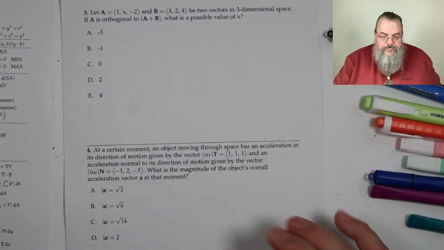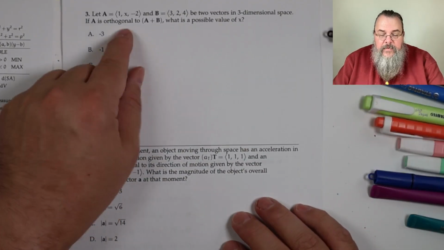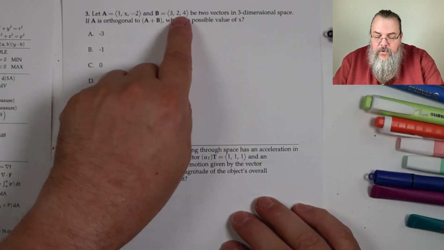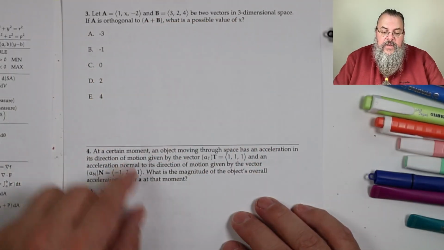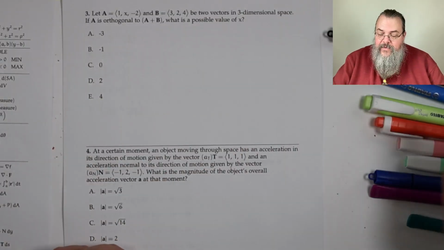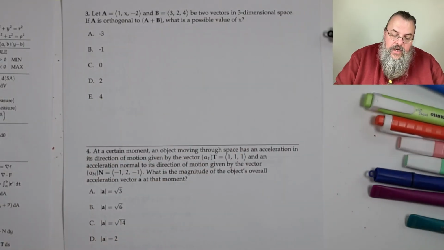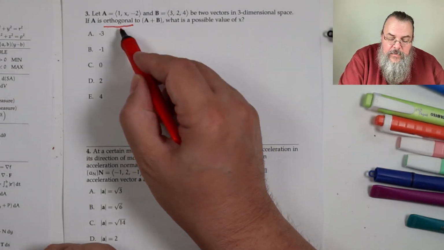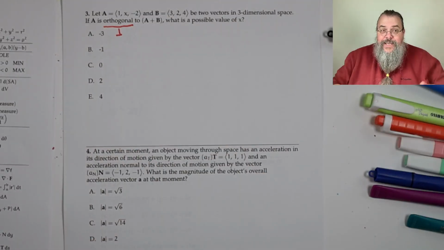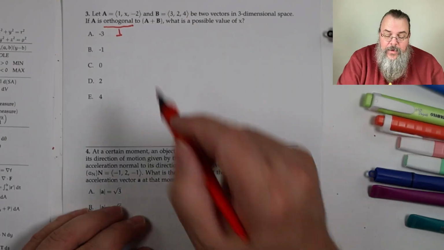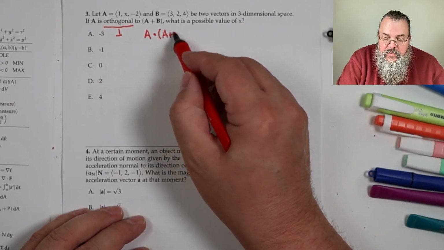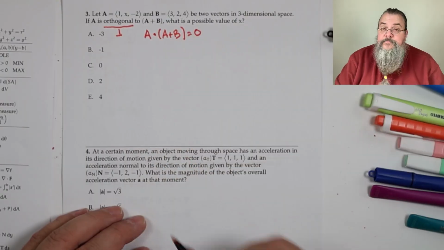Number 3. Let A be the vector 1, x, minus 2, and B the vector 3, 2, 4. They're two vectors in three-dimensional space. If A is orthogonal to A plus B, what is a possible value of x? Now you see orthogonal, and orthogonal is another way of saying perpendicular. Now, how do we check if two things are perpendicular? Well, the answer is we use the dot product. So what we know is that A dot A plus B has to be 0.